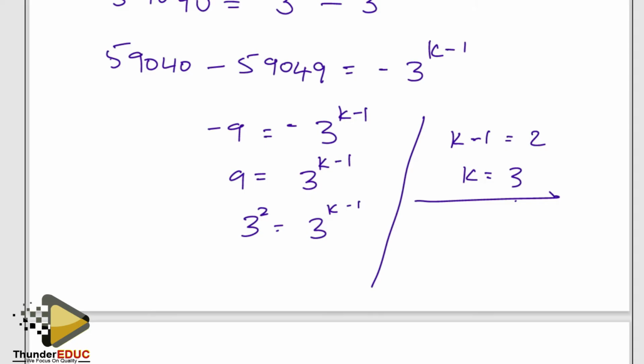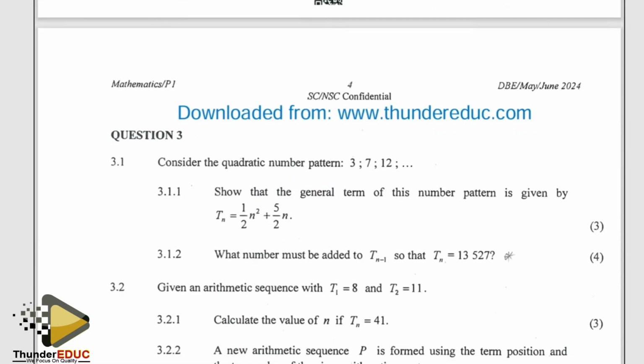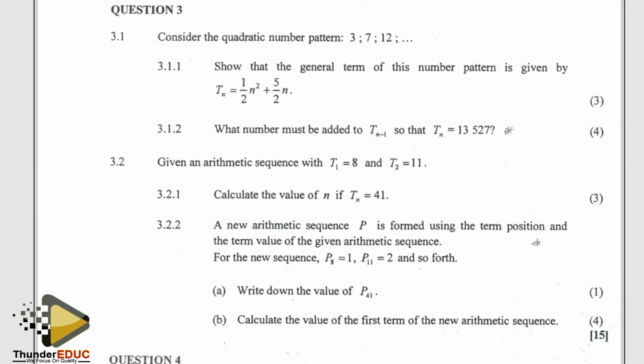Okay, that is 2.2. Then question number 3 is still a sequences and series, but they're telling us we must consider this quadratic pattern. Can we show that the general term of this pattern is given by this? So remember, by virtue of definition, quadratic pattern must have two differences.